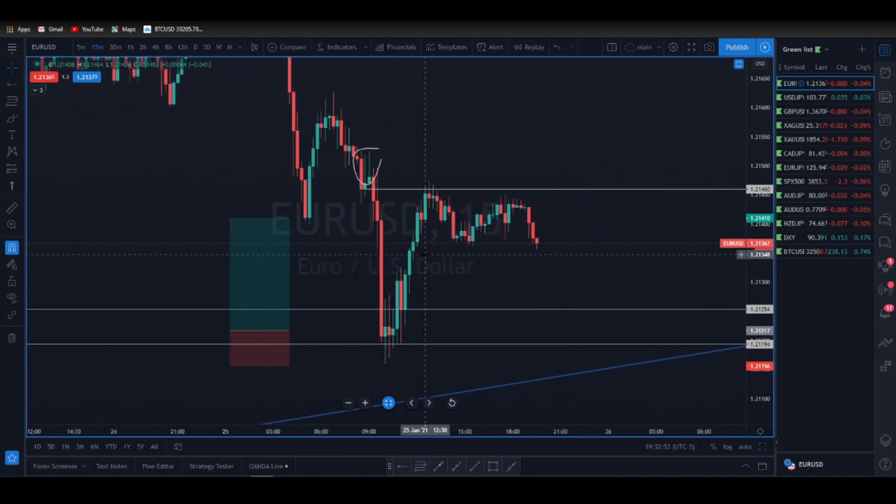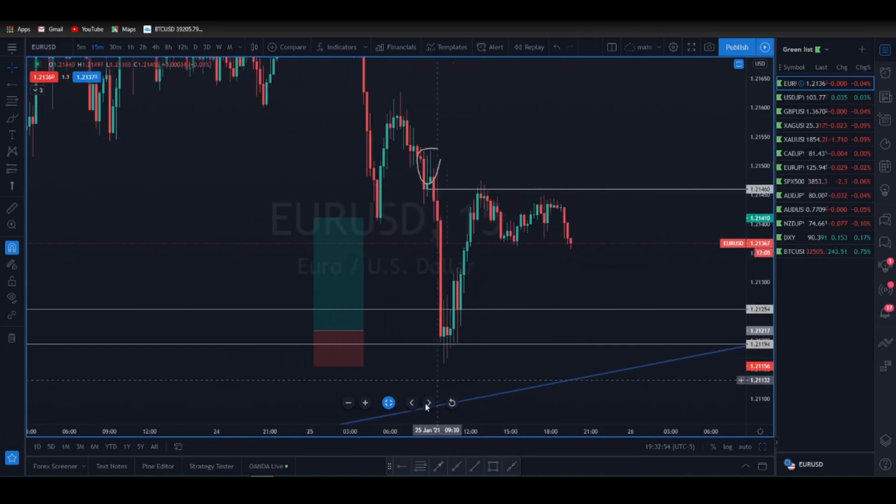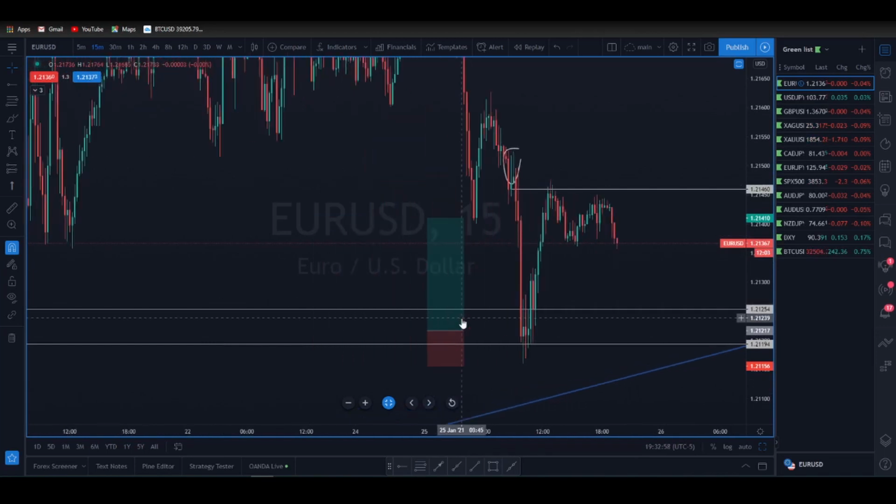So anyway, with that being said, 2/3 of position size off. My stop is at break even.